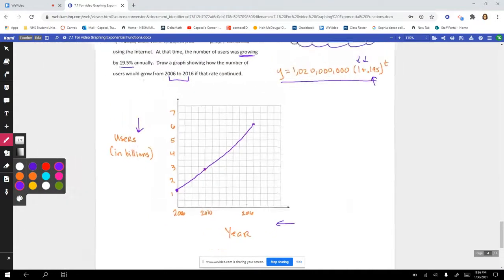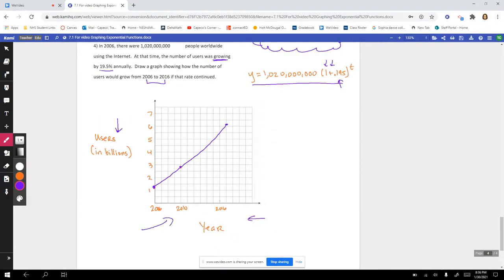Now, one thing you just want to remember with anything when you're talking about specific years, that when I'm substituting for T, for instance, I'm not substituting 2010. I'm only substituting 4 in for T because my starting point was 2006. So that is 4 years later. So that's going to be my time frame.